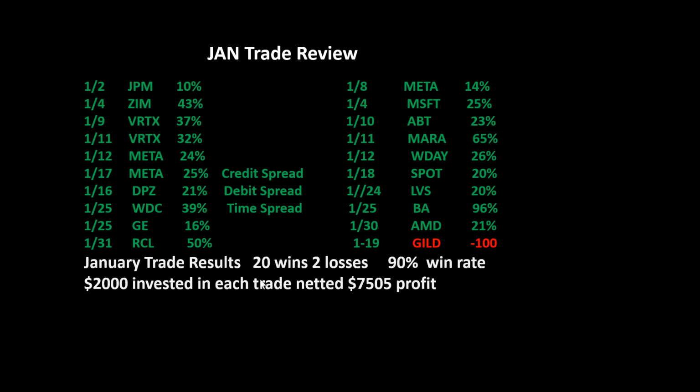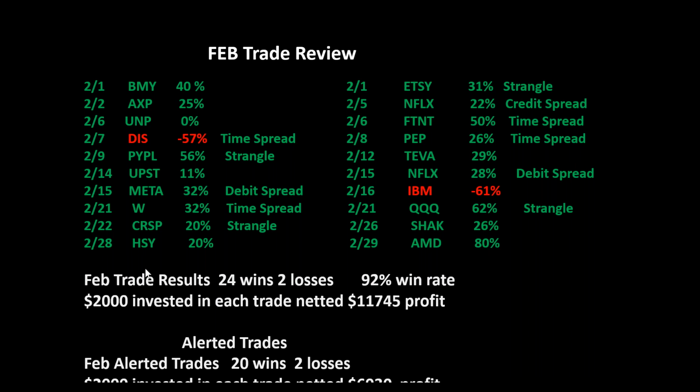Okay, so this was January. We had 20 wins and 2 losses, 90% win rate, $75.05, nice month. February, our best month last year, 24 and 2, $11,745. We don't get big months like this all the time, you know.